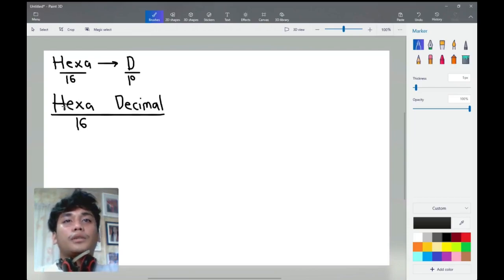Hexadecimal corresponds to decimal numbers through 0, 1, 2, 3, 4, 5, 6, 7, 8, 9.